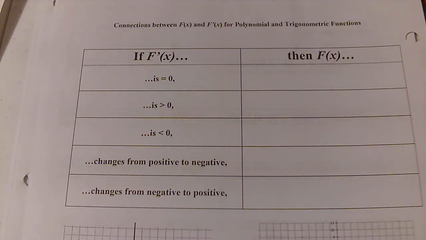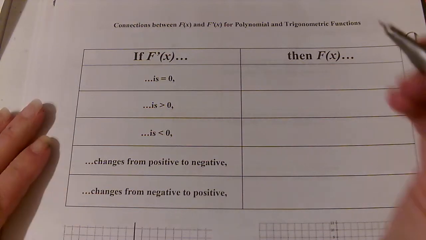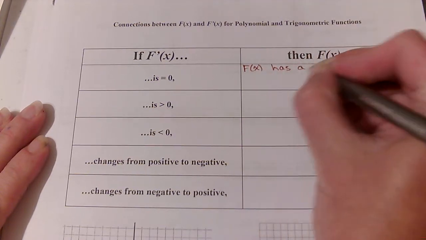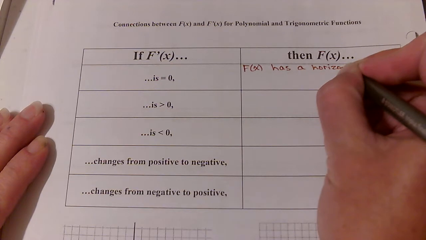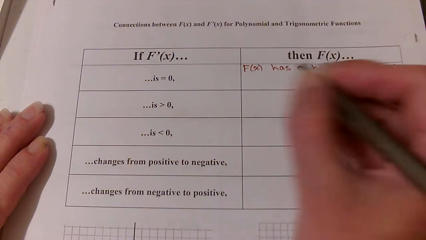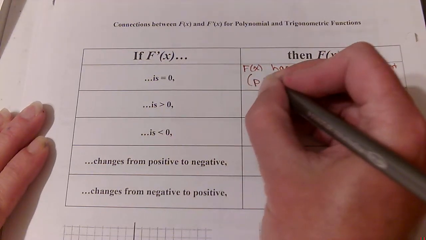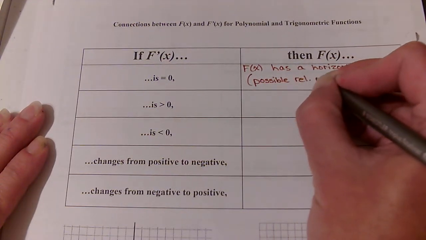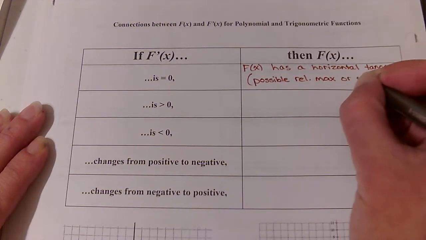Let's look at the connection between f prime and the original function f. So we're looking at what the derivative is really telling us about the graph. If f prime is 0, then f of x has a horizontal tangent line. This means we have a possible relative max or relative min.